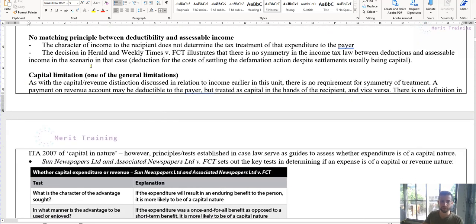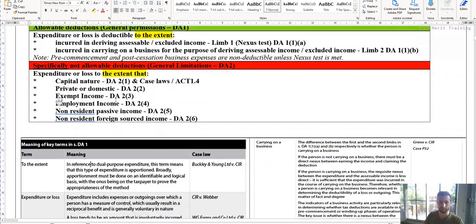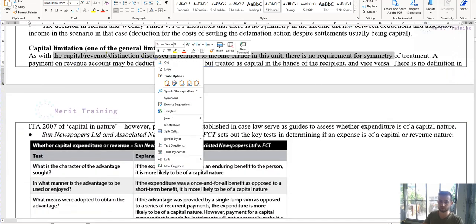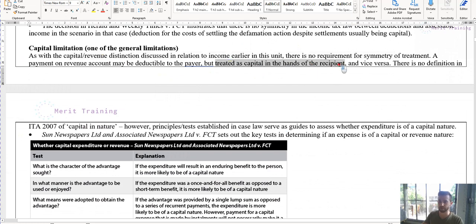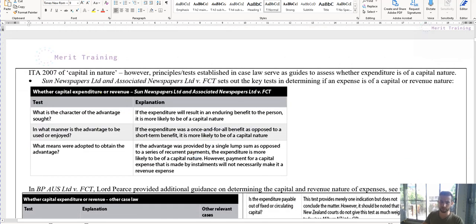So capital limitation is one of the general limitations though, because if you remember before, one of the negative limbs or the general limitations that we discussed above is that if it's capital in nature, you don't get a deduction for it. So in the case that a payment on revenue account is deductible, but it's treated as capital in the hands of the recipient, vice versa, if the deduction is capital, you wouldn't get a deduction for it.